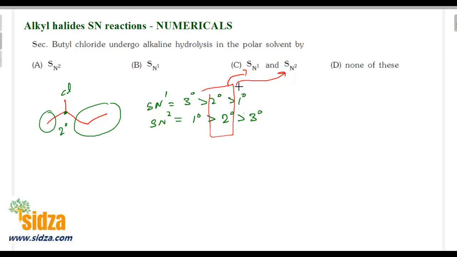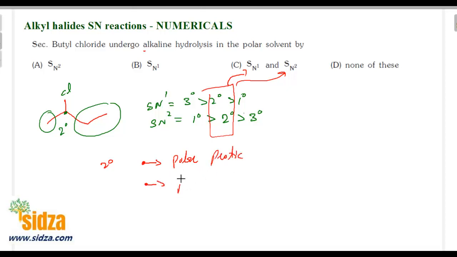So we can say in this case, for this particular question, it says that the secondary butyl chloride undergoes alkaline hydrolysis in polar solvents by which mechanism? Is it only SN1 or only SN2? No, it's both SN1 and SN2. But remember one more very important point here. When you carry out a secondary alkyl halide reaction in a polar solvent, polar protic solvent, it's very important here.